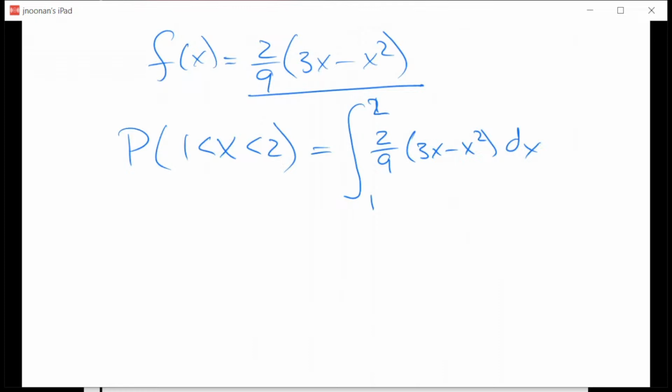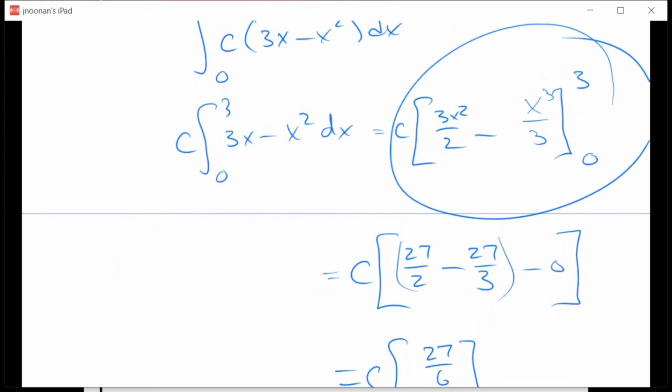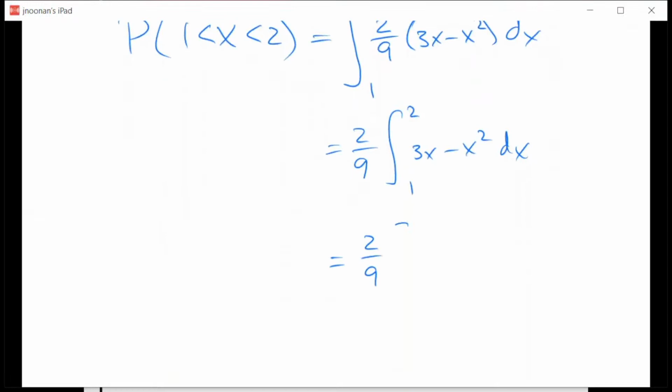Fortunately for us, we've already done most of the work here. What I mean by that is we already did this integral, and that integral happens to be right here. So let me just copy that down. So we got the 2/9. This is going to be 3x squared over 2 minus x cubed over 3, x equals 1 to 2.